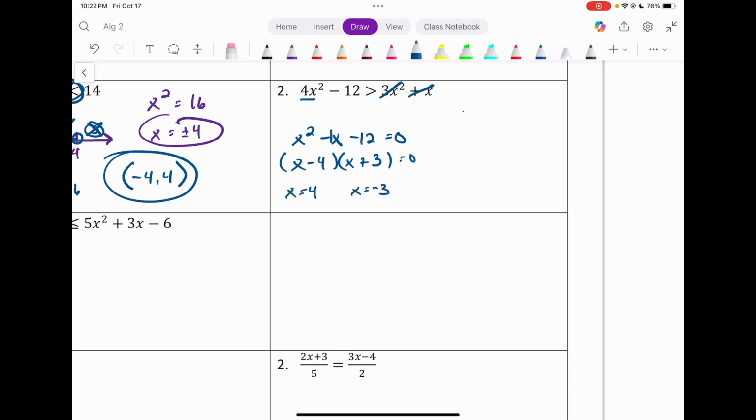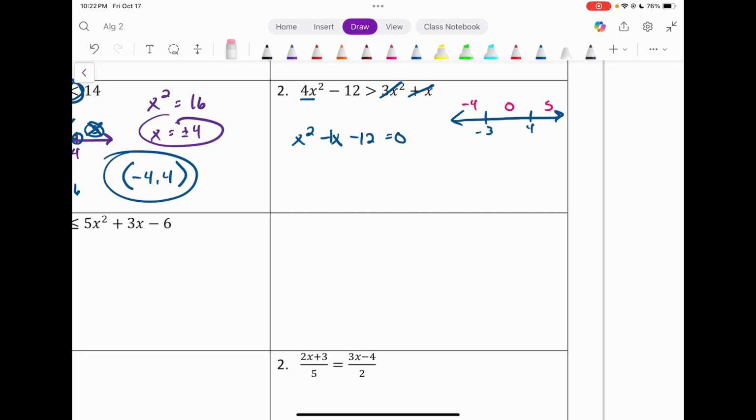Again, we plot those critical values, -3 and 4. Make sure you put them in order like they're supposed to be. Pick a number from each region. 0 is always easy to plug in. -4 is over here, and +5 is over here. Any number in those regions. And we're going to test them.